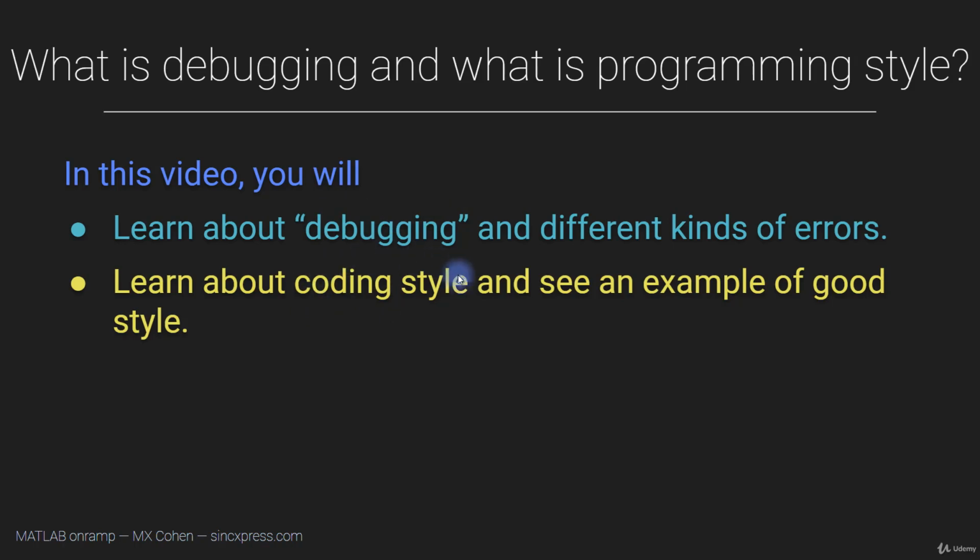Now, one way to facilitate debugging, to make your code have fewer errors and less likely to have bugs, is to have good, what I call coding style. So I'm also going to talk in this video about what I mean by this term coding style, and I'll show you a concrete example of good style versus bad style.